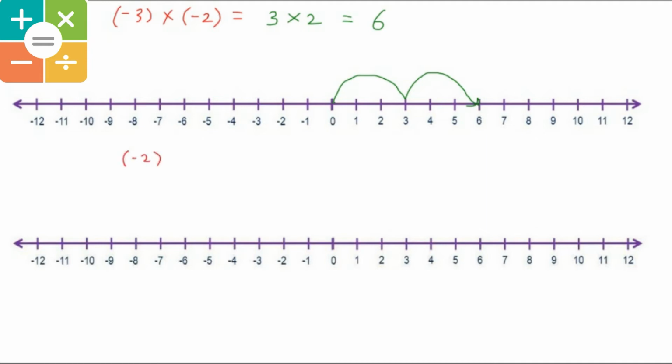Let's take next example. Minus 2 multiplied by minus 5, that is same as 2 multiplied by 5. Let us draw it on the number line. 2 how many times? 5 times, or we can take 5 2 times, it is 10.